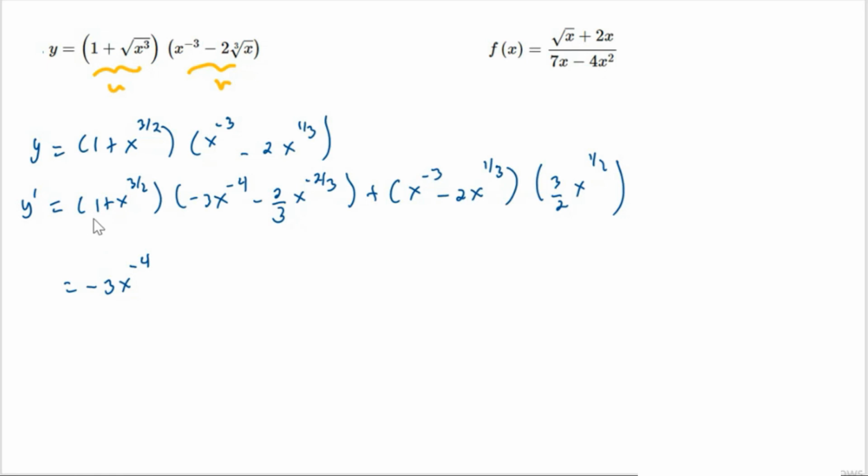Then outer terms, we have 1 times negative 2/3 of x to the power of negative 2/3. So we can just write here negative 2/3 of x to the power of negative 2/3. And then we have inner terms, which is now this one: x to the power of 3 halves times negative 3x to the power of negative 4. So the product now will be negative 3x to the power of 3 over 2 minus 4, which is equal to negative 5 over 2. We have negative 5 over 2.